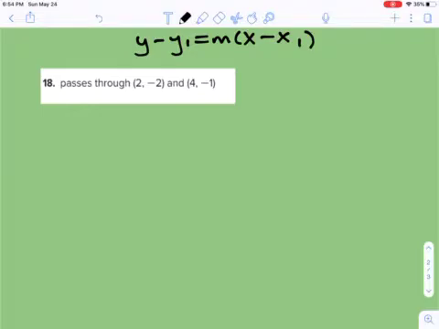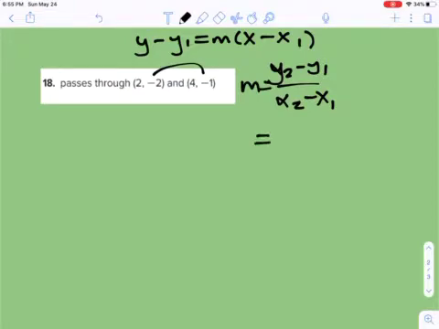So I could use either one of these points for my x1, y1 point, but I need a slope. But the thing is, they gave us 2 points, and if they give us 2 points, we can use our general slope equation to find that. And remember, that's y2 minus y1 over x2 minus x1 is your slope. All right, so let's use that.